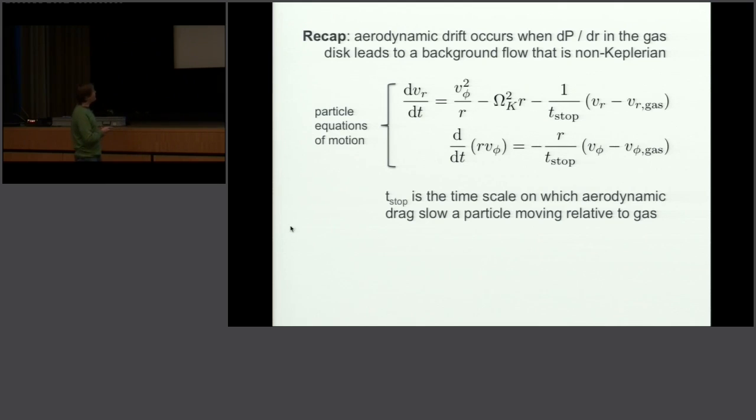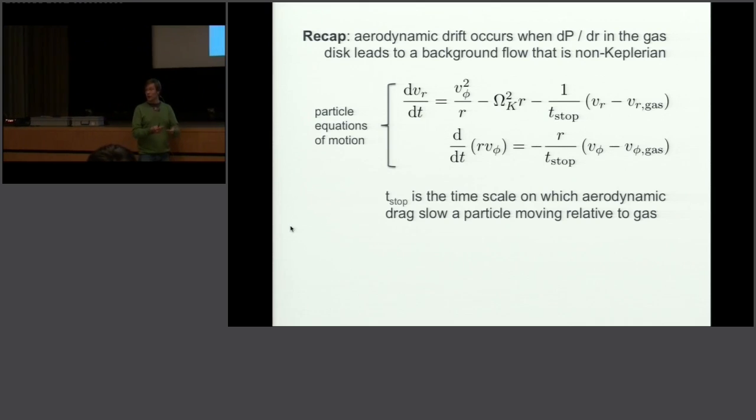And to recap, this aerodynamic drift that we're interested in occurs because there's a pressure gradient in the gas, and that pressure gradient generally is such that the gas is partially supported against gravity by that pressure gradient. The pressure is high, close to the star, it's low further out, so there's a radial pressure gradient that partially supports the gas against gravity. So because it's partially supported by the pressure gradient, the gas doesn't need to have such a high azimuthal velocity as it would if there were no pressure gradient.